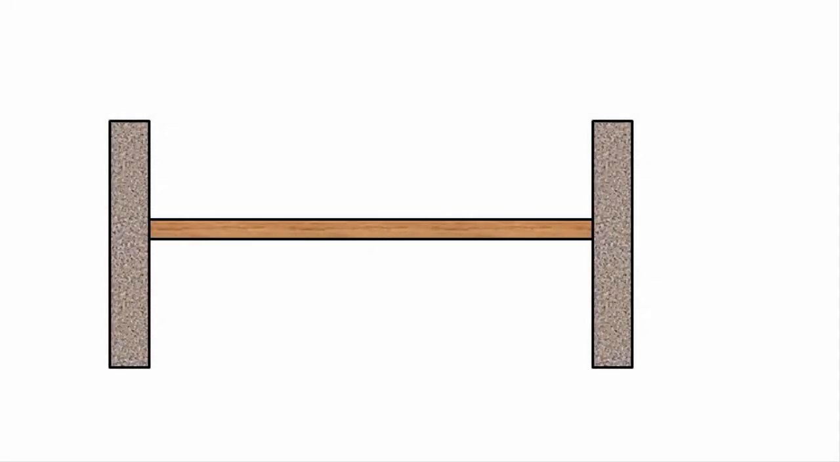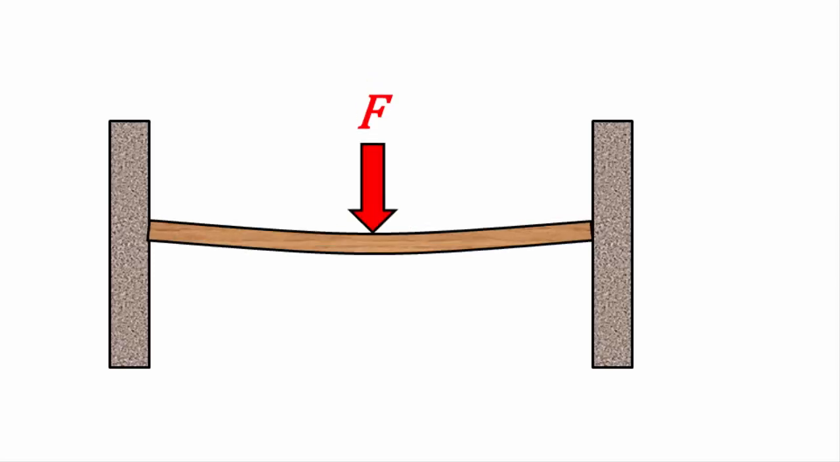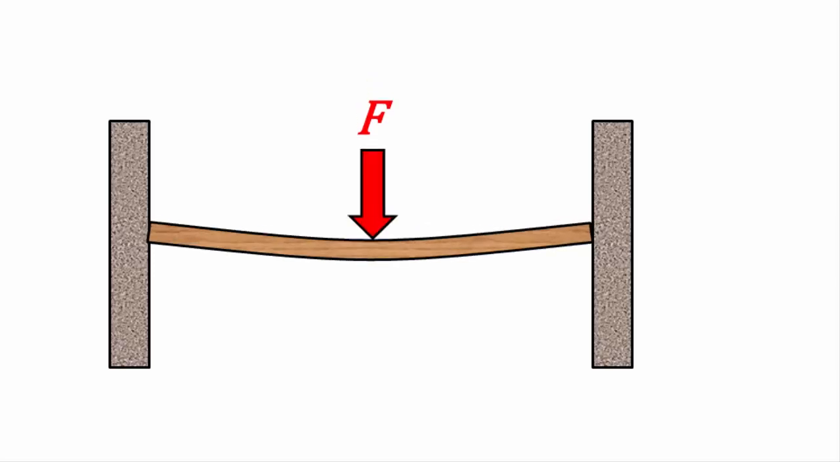Now let's have a look at an example where a beam is fixed at two locations, namely at its ends, and we apply a load at its center. We can see that as we add load to the beam, the bend takes the shape of a concave that looks like a smile. At this point, it's worth discussing the sign conventions.